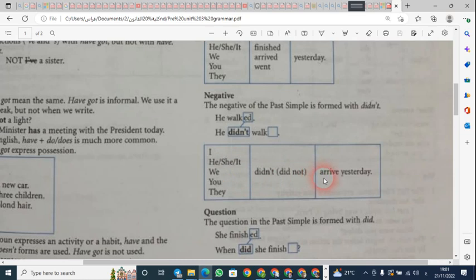I did not arrive yesterday. He, she, it did not arrive. This is the short form and this is the full form.